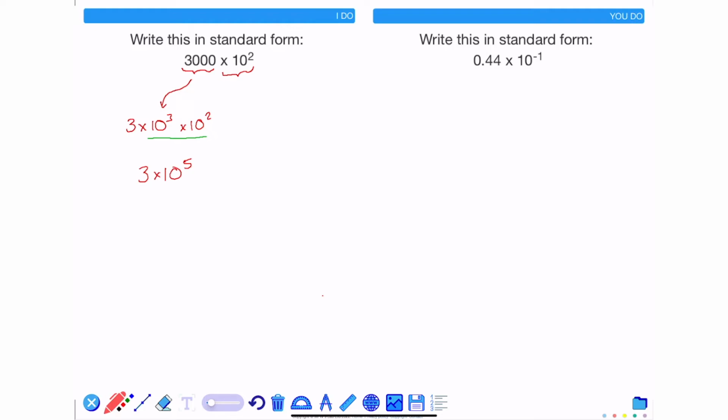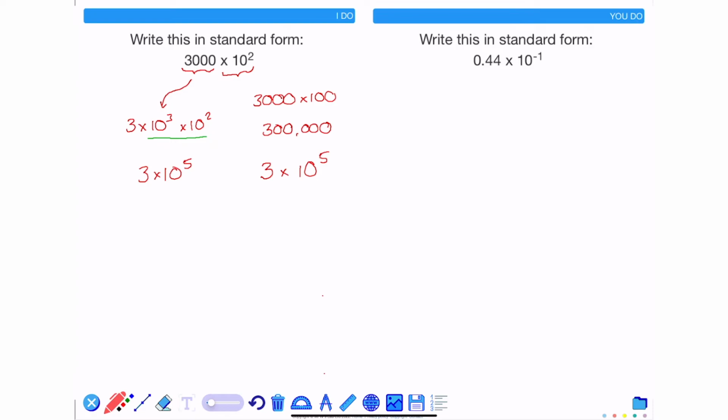The other alternative is to convert 3000 times 10 squared into an ordinary number and then convert it all into standard form. Well, 3000 times 10 squared would be the same as 3000 times 100. This would then give me 300,000. Now, writing it as a number between 1 and 10, I get 3, and multiplying it by a power of 10 to get me 300,000, it will be times 10 to the power 5. So I get exactly the same answer through two different techniques.